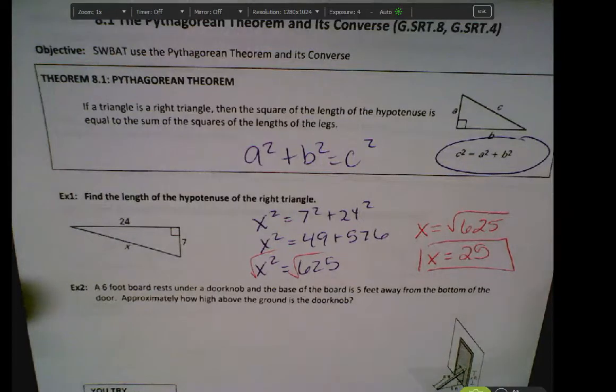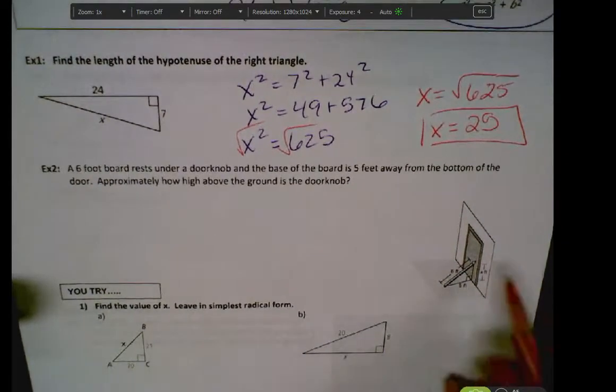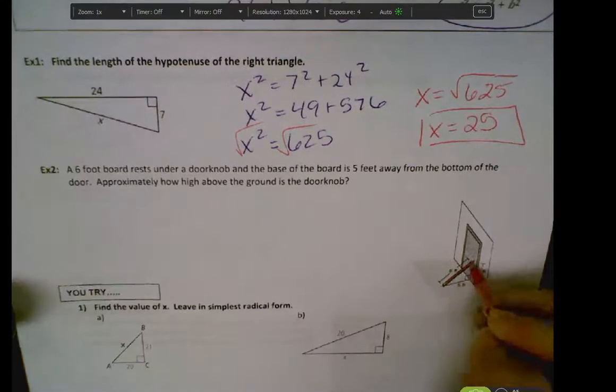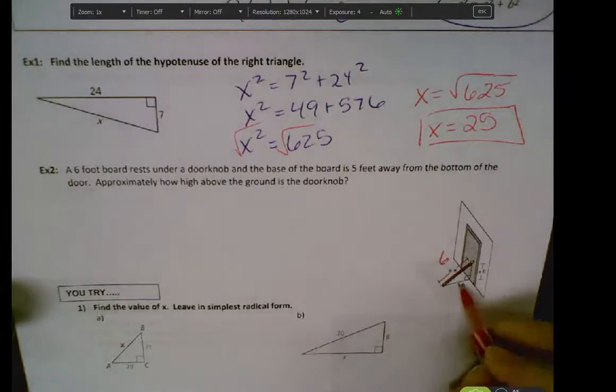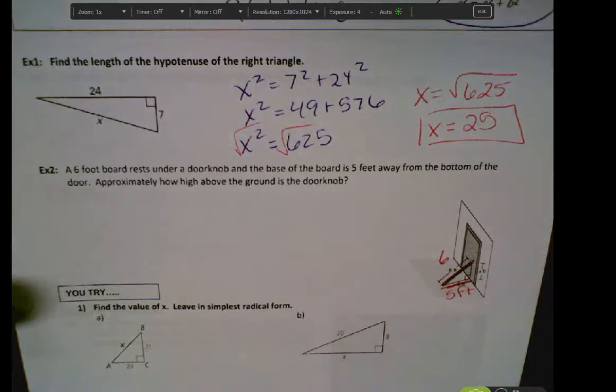Let's take a look at another one. We have a board that rests under a doorknob. It's a creepy day in the neighborhood. We want to lock our door shut. That board is 6 feet long and it drops about 5 feet from the base of the door, creating a right triangle. We want to find how high up that doorknob is.